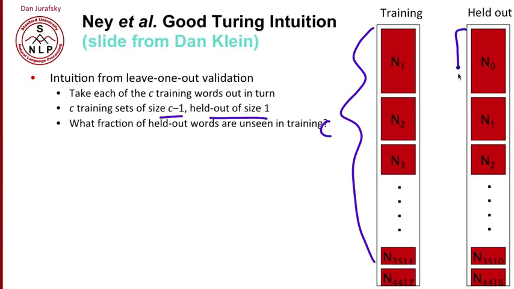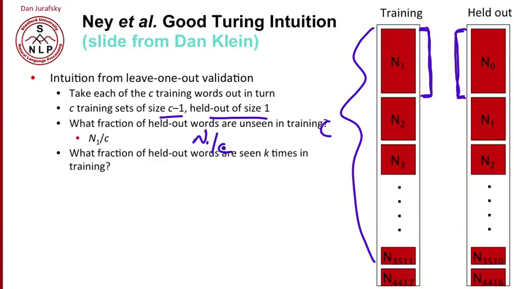Well, these words, N sub zero, the words unseen in training: each word that's unseen in training occurred one time in the original training set before we took out each of our held out data. If a word occurred once in training, so it's in N sub one, and we take it out of its training set, leaving C minus one words, then that word occurs zero times in the new training set, without that word. So the held out words, N sub zero of them, were the words that were N sub one in their original training set before we removed them. So if we want to know how many words are unseen in the training, it's the words that occurred one time in the original training set, or N1 over C.